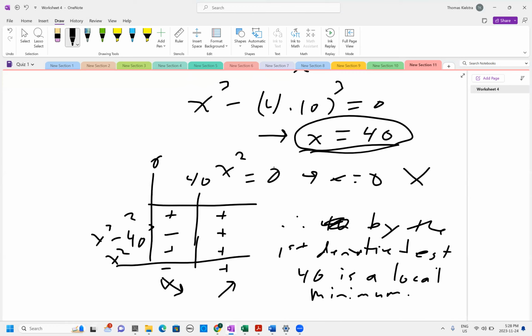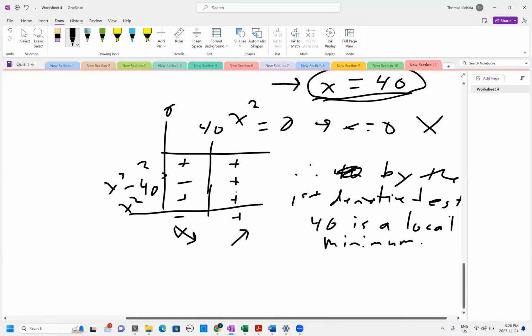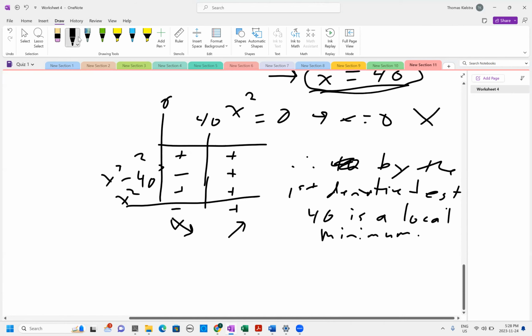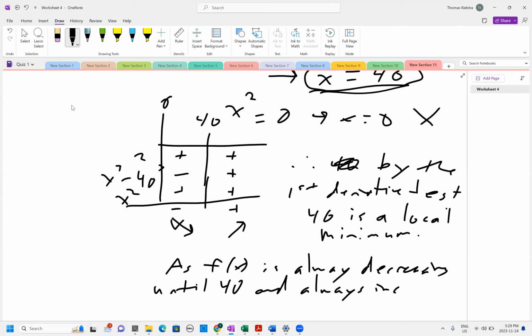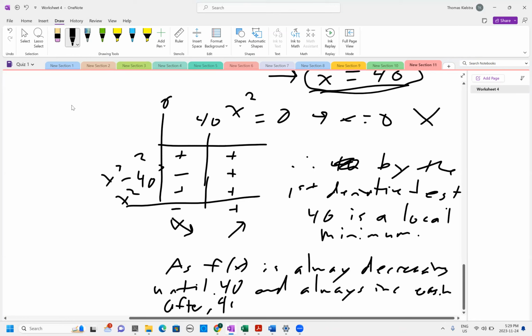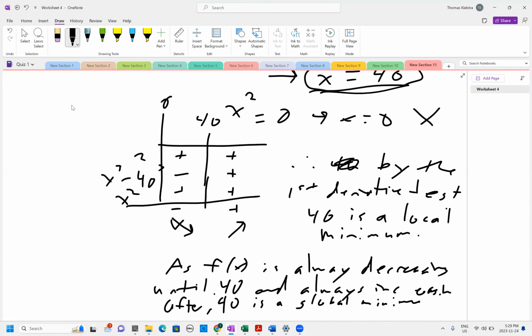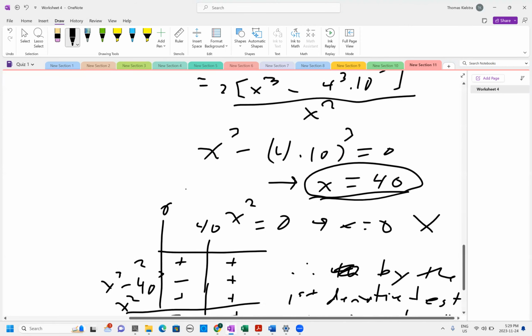Now at 0, I'm undefined, and 0 is not in the domain, so 40 is the only value. So f of x is always decreasing until 40 and always increasing after 40, so 40 is a global minimum. So we have a global minimum at x equals 40.